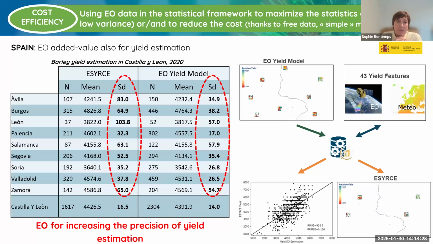Still in Spain, for the barley yield estimation in Castilla y León, the main message of the slide is here, where you get the yield estimation using only the survey data and the yield estimation when you integrate EO. You can see that the standard deviation associated with the yield estimation is significantly reduced, while the values remain comparable. So we are in the same order of magnitude. Again, the added value is also for the yield.